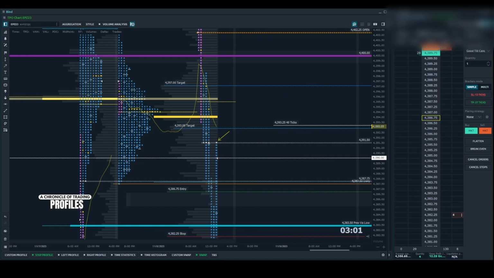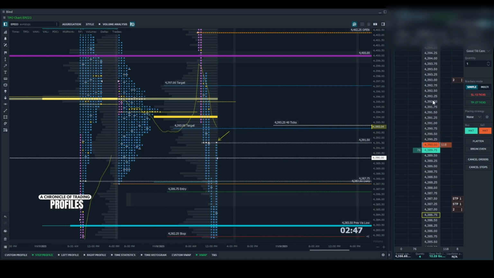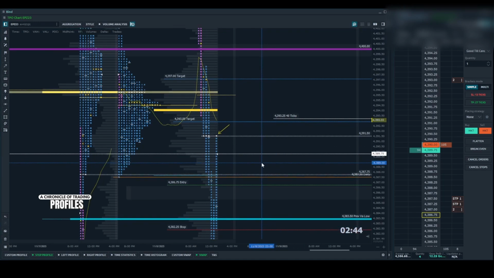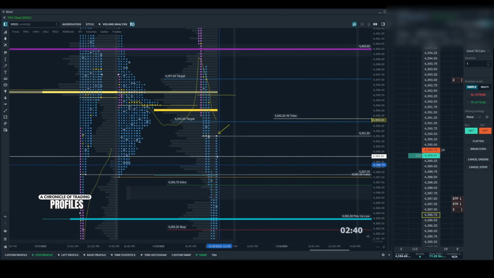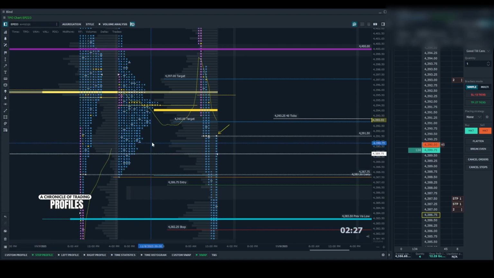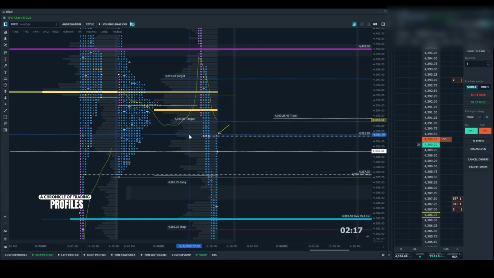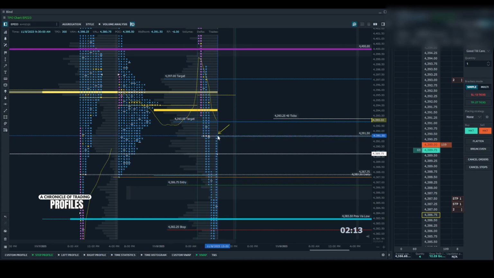We could protect this at this point. I'm really thinking about moving this target up and bringing a stop up underneath here. I need to see it break this halfback first.